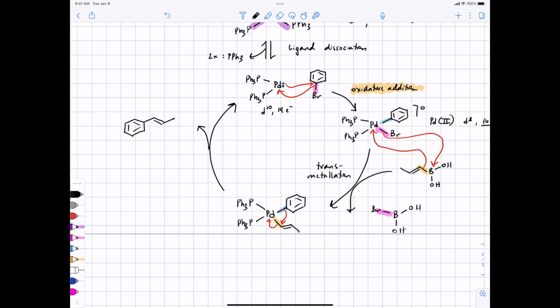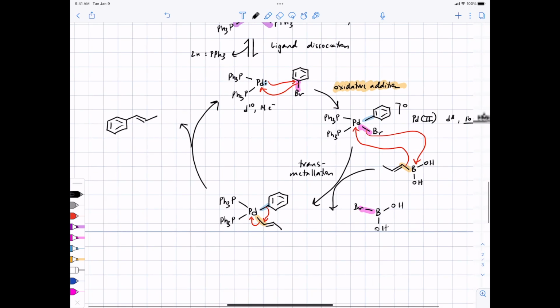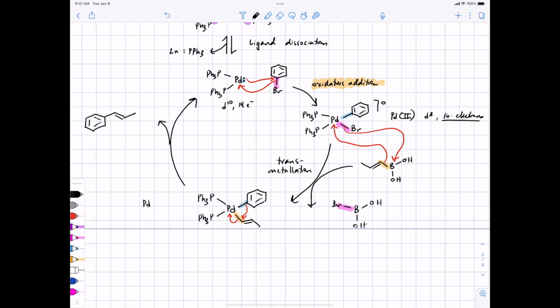And then notice again, we go from this palladium-2 complex that has 8 d electrons to something that now has 10 d electrons. Okay? All right, and this step is called reductive elimination.